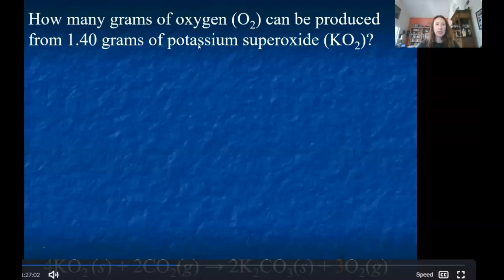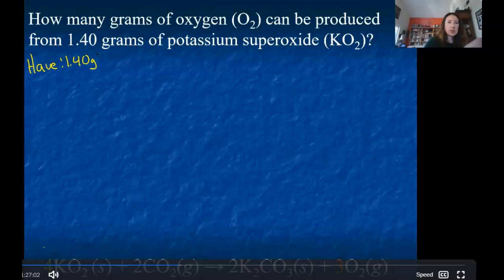this problem's got a little more to it. So it says how many grams of oxygen can be produced from 1.4 grams of potassium superoxide? So in this case, we have 1.40 grams of KO2, and we want grams of oxygen. So when we're doing this, this is your map, right? Use this balanced chemical equation.